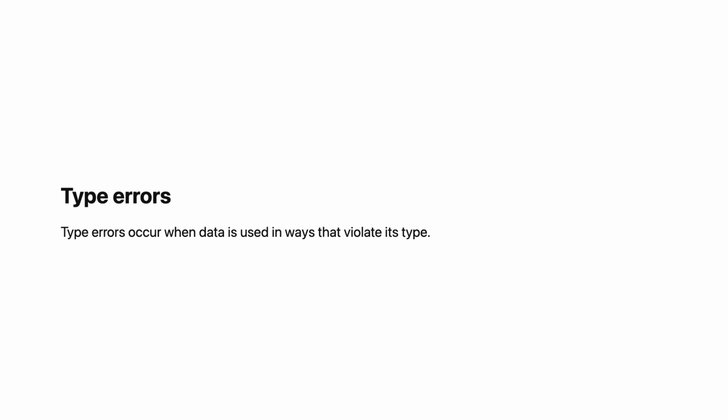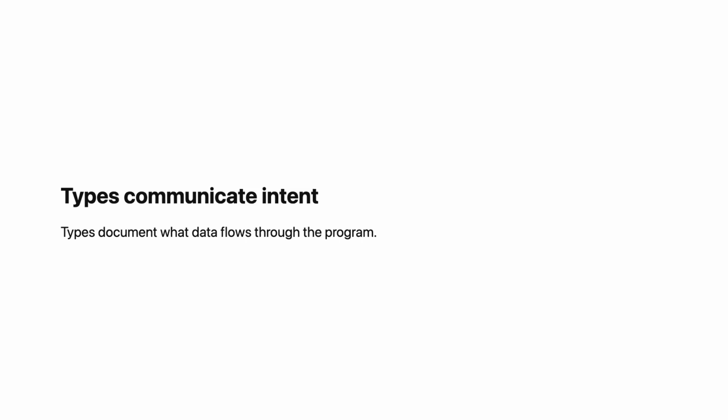Type errors can be caught at different times. Some languages check types before running, at compile time. You cannot even run the program if there are type errors. This is static typing. Other languages check types while running, at runtime. The program starts but crashes when a type error is encountered. This is dynamic typing. Both approaches have trade-offs. Static typing catches errors earlier. Dynamic typing offers more flexibility. But in both cases, type errors indicate that something is wrong.